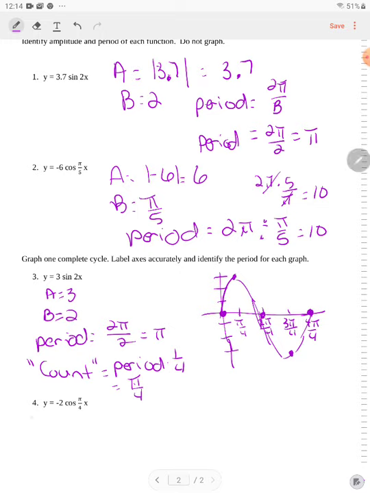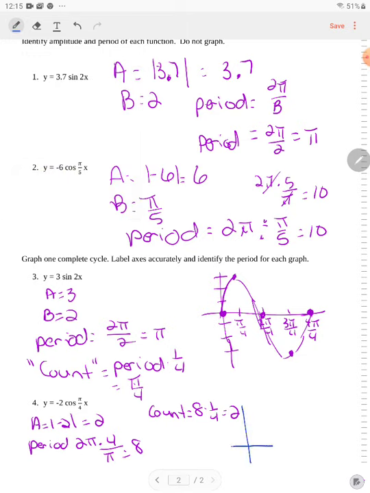Now here, my amplitude is the absolute value of negative 2, which is 2. My period is 2 pi divided by b, or 2 pi times reciprocal 4 over pi, which is 8. So my count is going to be 8 times 1/4, which is 2. So what that means, let's do this in a different color here. When we go to graph this, we will count by 2s. 2, 4, 6, 8. Your amplitude is 2, but it'll be negative.